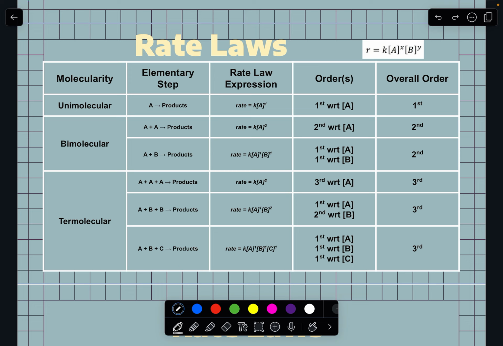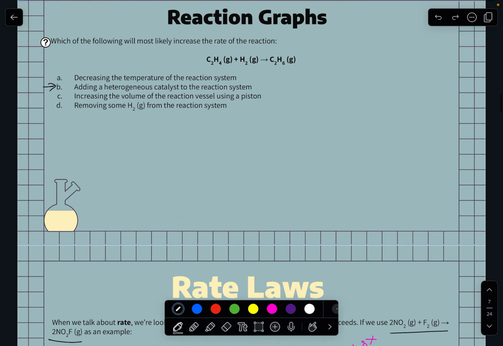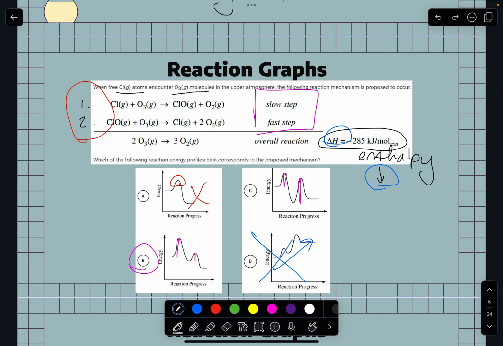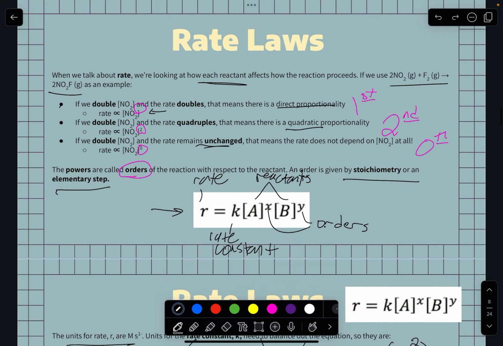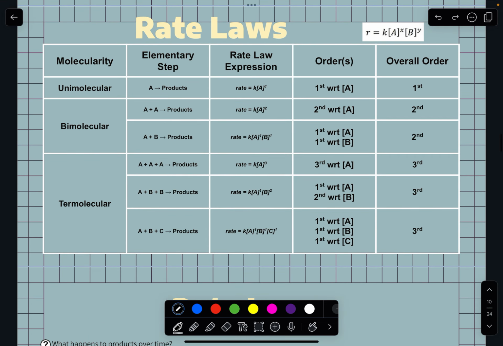Okay, so our elementary steps is that step in the reaction. So we saw, let me go up real quick to an example, we had these two steps. These are elementary steps. Okay, so that's what it means by that. So based on this elementary step in column 2, we have our rate law, and you'll see that the exponent is based on how many you have. So on the first one, we have A to the first power because we only have one A. The second one, we have A squared because we have two A's. Okay, so that's based on stoichiometry there.